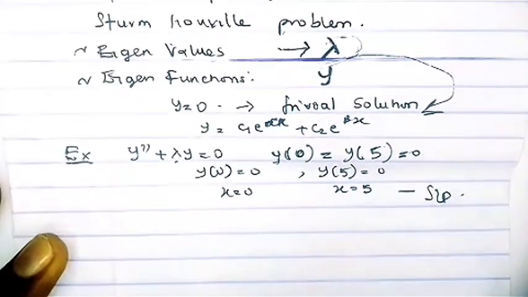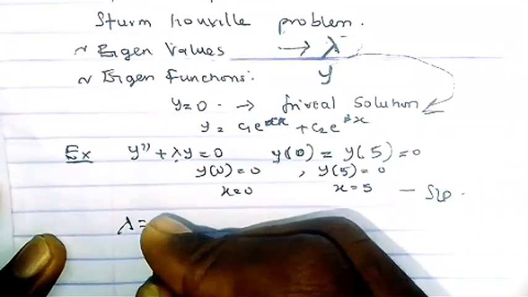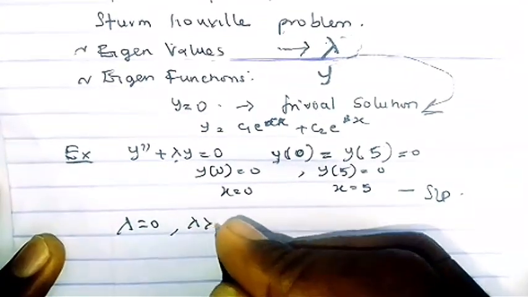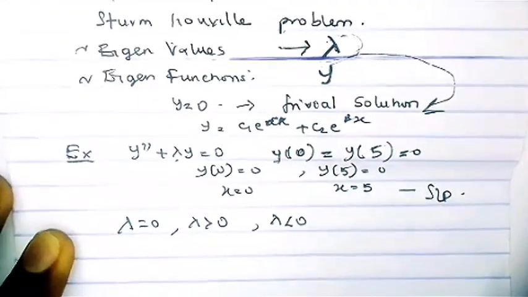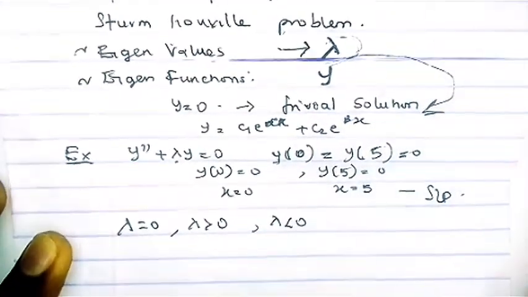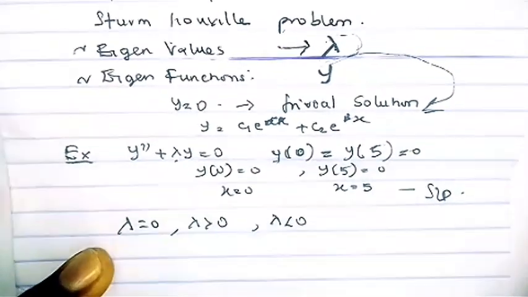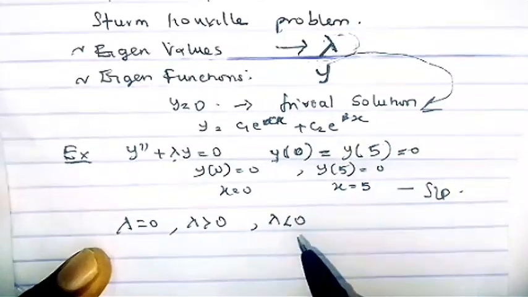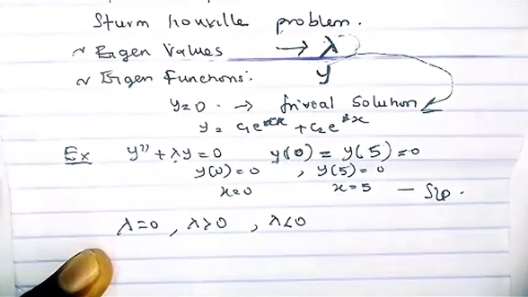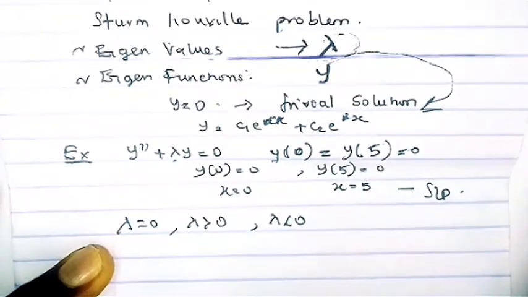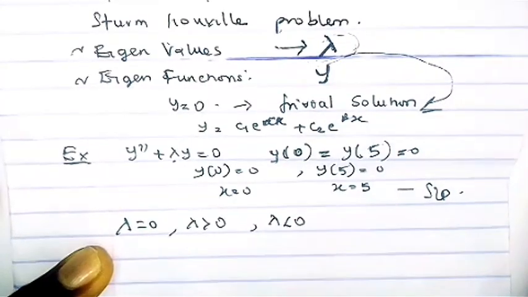So the three cases used in solving a Sturm-Liouville problem are mostly when lambda is equal to 0, when lambda is greater than 0, and when lambda is less than 0. So these are the three cases we will be considering. We are trying to get the eigenvalues for which, when we solve for lambda equal to 0 and we did not have a trivial solution, then the eigenvalues you have there are our eigenvalues.